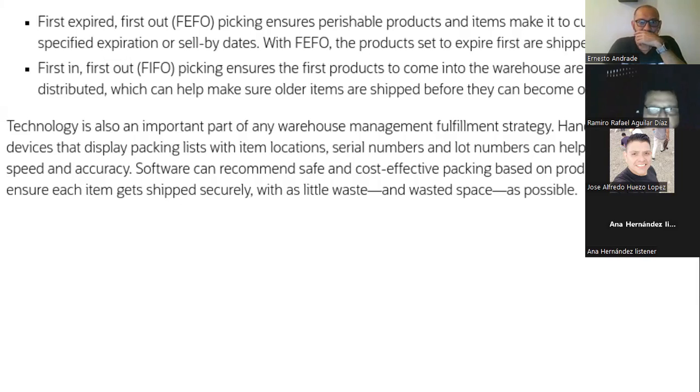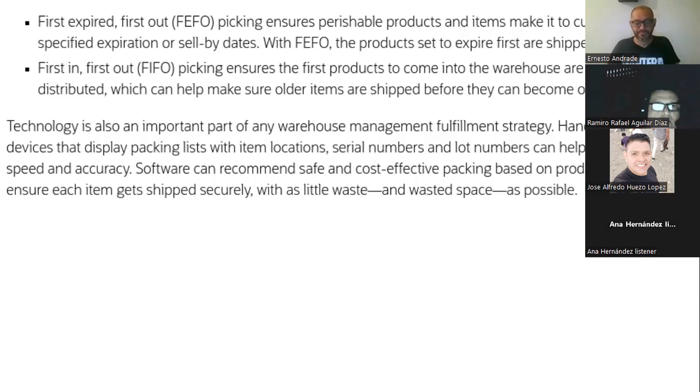Technology is also an important part of any warehouse management fulfillment strategy. Handheld mobile devices that display packing lists with item location, serial number and lot number can help increase picking speed and accuracy. Software can recommend safe and cost effective packing based on product dimensions to ensure each item gets shipped securely with as little waste and wasted space as possible. Very good, perfect.